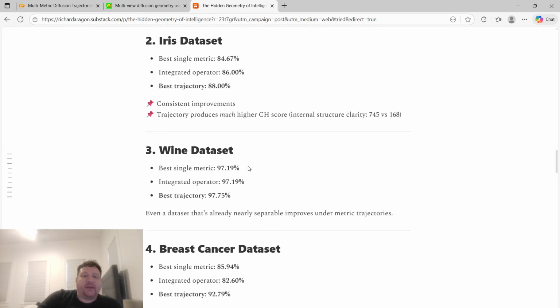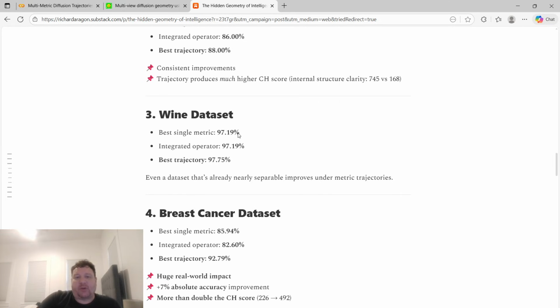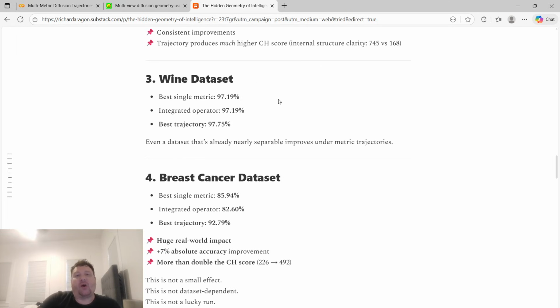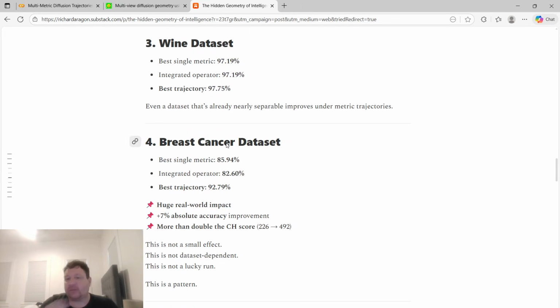With the wine data set, it was interesting, right? Because the base model scored 97.19, so it's kind of hard to improve upon that, but we were able to. From 97.19 to 97.75, so even a data set that's already nearly separable improves under metric trajectories.